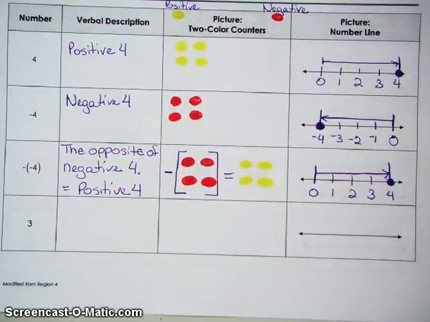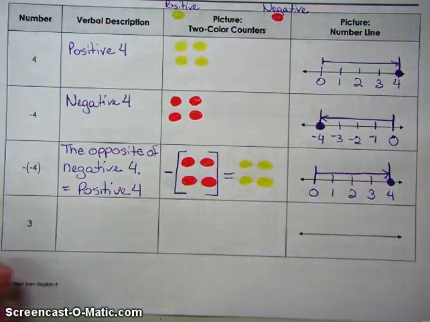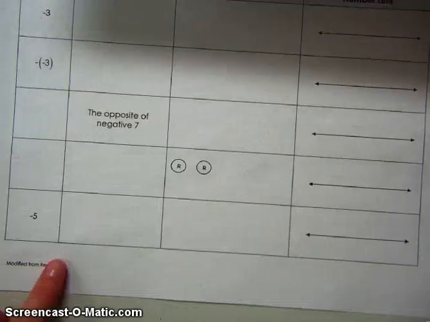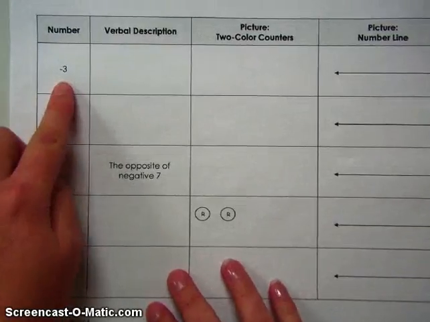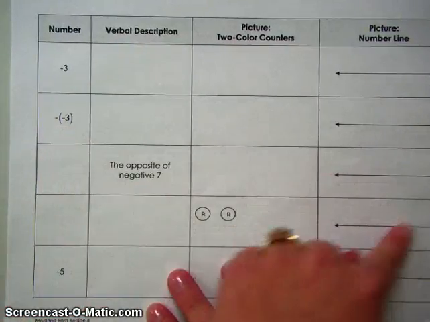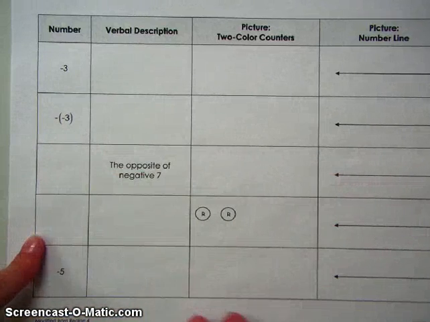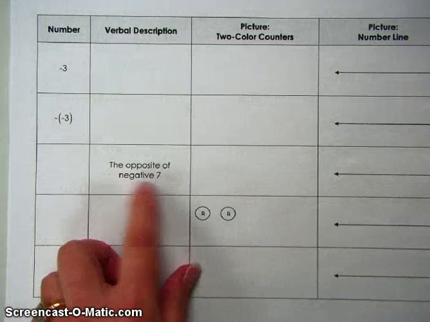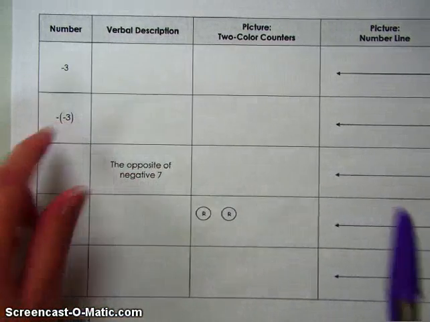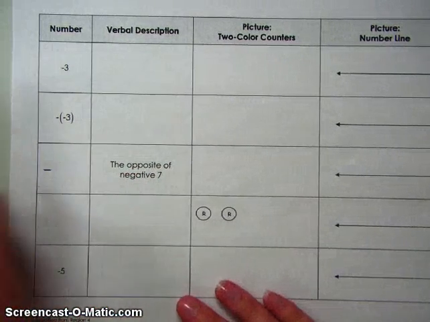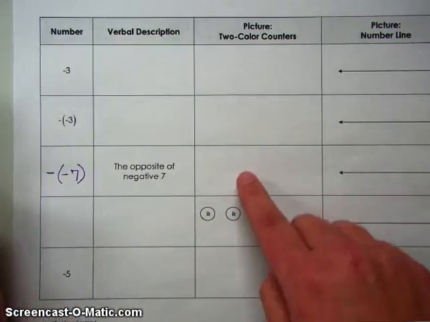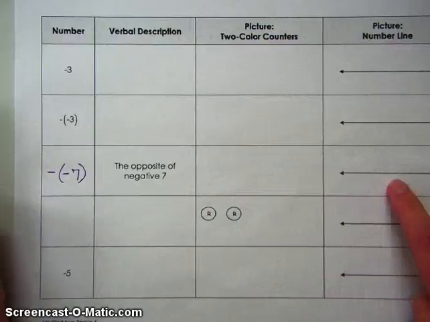Alright, so your job for the rest of this evening is to go through and finish up and do number 3, the -3, the opposite of -3, and let's take a look really quickly at these two. Notice how it says the opposite of -7. Well, if it says the opposite, remember we use the negative to represent the opposite, and then we have -7. So that's our number. So you need to do the 2 color counters and the number line for that.